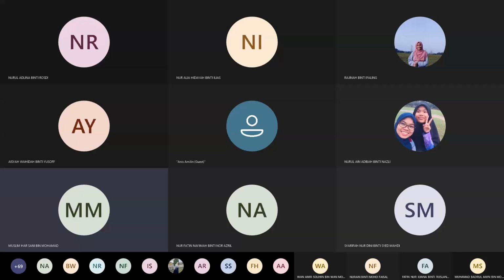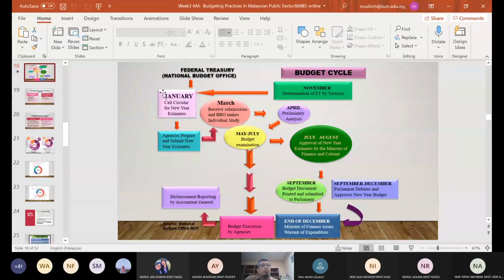So we'll continue with this topic, budgeting practice in Malaysian government. I think a bit more, just a few highlights.